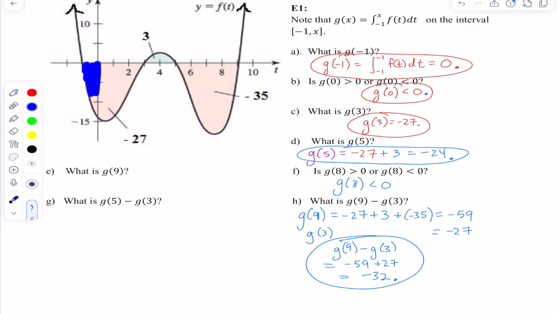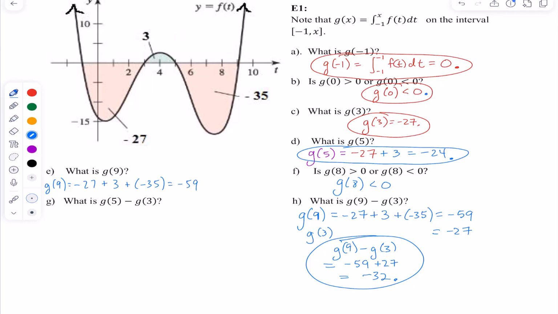What is g of 9? Let's go back and accumulate from left to right, starting with negative 1. And we have to shade all the way up to 9. Accumulate here means to add. So the expression g of 9 is simply going to be negative 59.